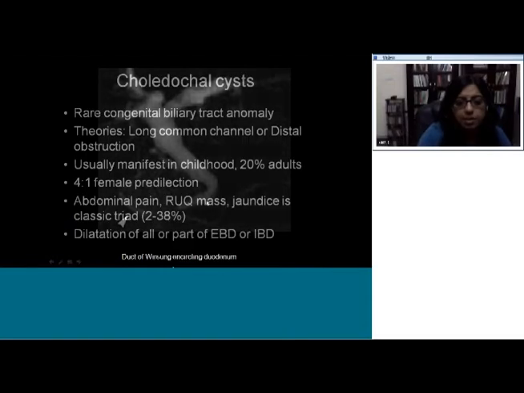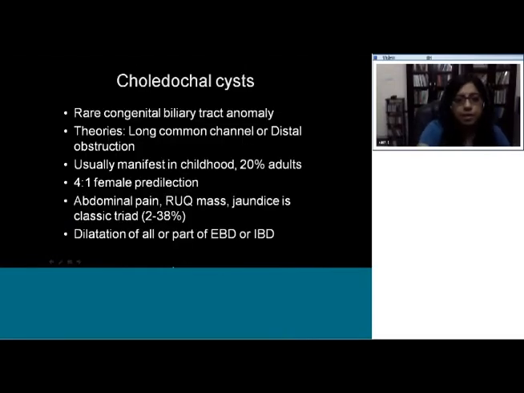Choledochal cyst is a group of conditions which are due to a rare congenital biliary tract anomaly. There are several theories regarding its origin, and the commonest one is that it's due to a long common channel or distal obstruction. Usually these patients present in childhood. 20% of them present as adults. There's a female predilection of 4 to 1. The classic triad, which is only seen in a minority of patients, is abdominal pain, a mass in the right upper quadrant, and jaundice. And it basically presents with dilatation of a portion or all of the extrahepatic and the intrahepatic bile ducts.